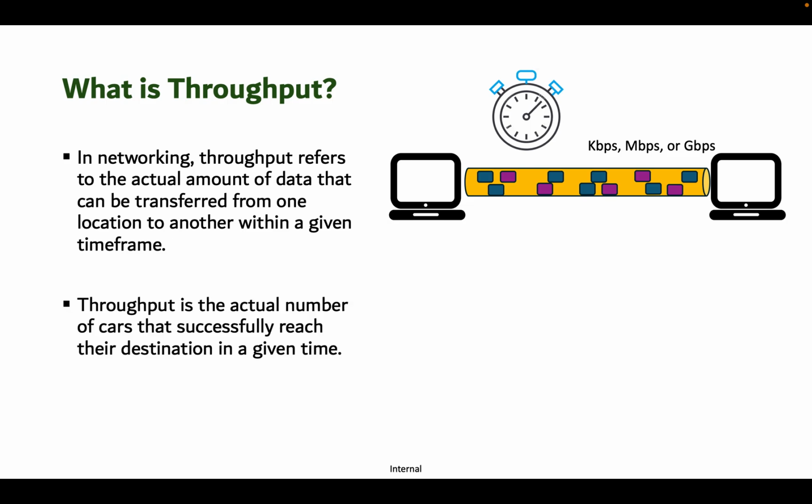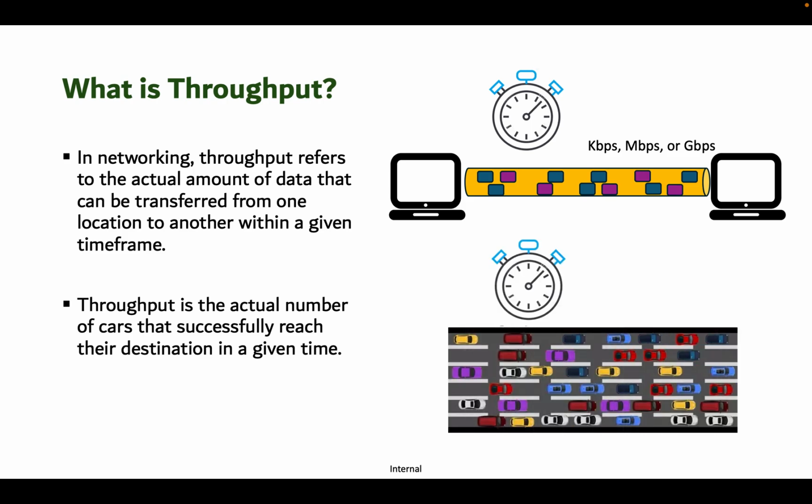If I take the analogy of the highway again, it is the actual number of cars that successfully reach the destination in a given time frame. For example, in 1 minute, how many cars have successfully traveled on that highway.